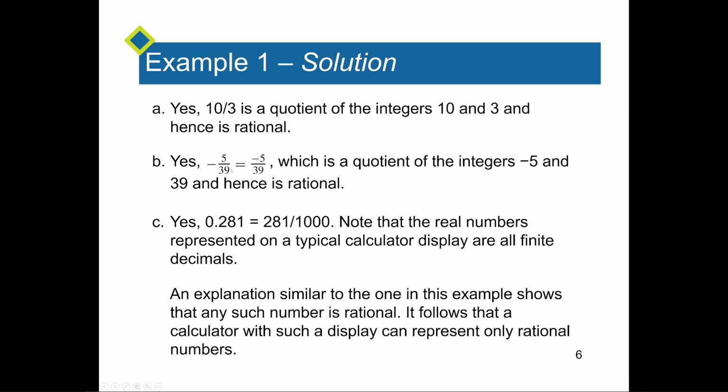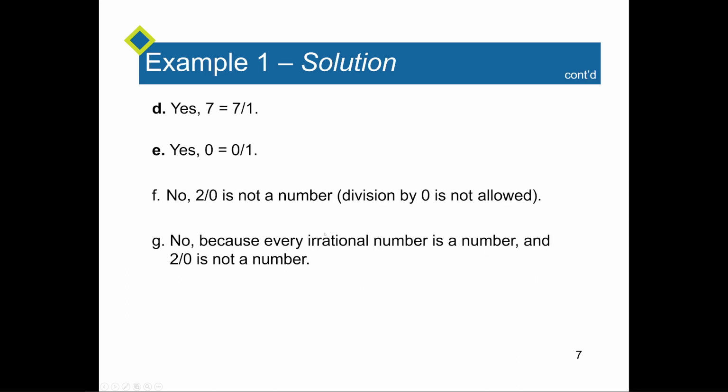Negative 5 upon 39. Yes, it's also a rational number. A decimal is also a rational number, because it can be written in the form of this fraction here. We also had this one here, which I was looking at first, 2 divided by 0. That is not a number, because division by 0 is not allowed.